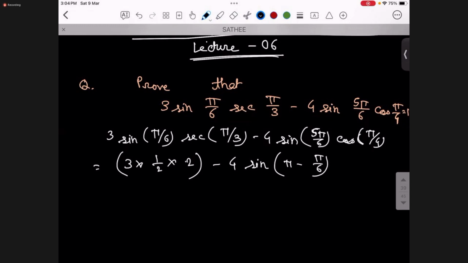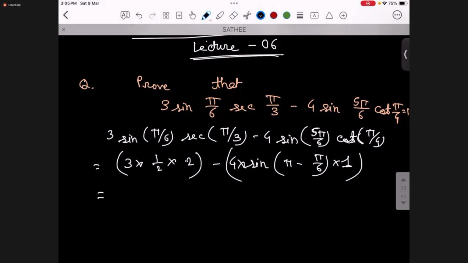And what about cot(π/4)? Cot(π/4) is nothing but 1 by tan(π/4), and tan(π/4) is equal to 1. So ultimately this will give us 1. Now this will give us 3, and here 4 will be there.